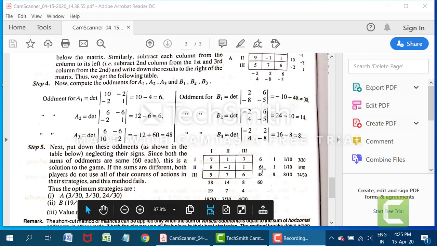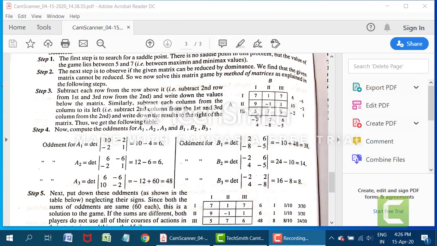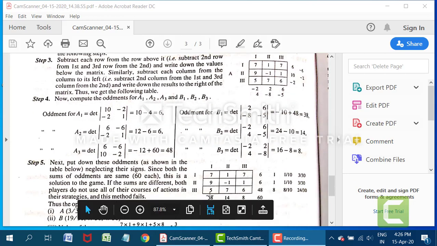Same way, if you would like the oddment for this column, we leave this and only consider this: 2, minus 8, 6, 5, 2, 6, minus 8, minus 5. We leave this one out. What came? 38 came. 38 must be written here.